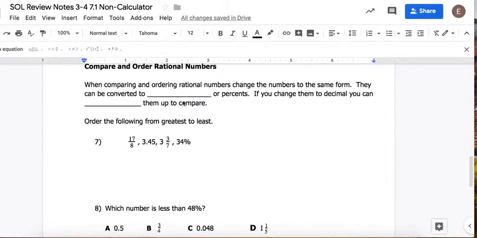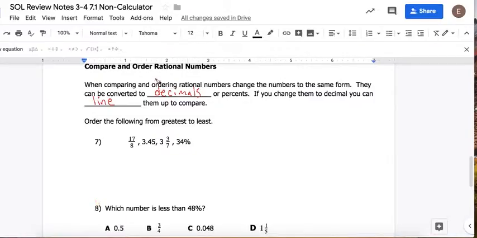So when comparing and ordering rational numbers, we change the numbers to the same form. We've talked about this all year. They can be converted to decimals, which is what most people convert them to, or percents. You could do fractions, but when you convert them all to fractions, it becomes a little more difficult. If you change them to a decimal, you can line them up to compare them.